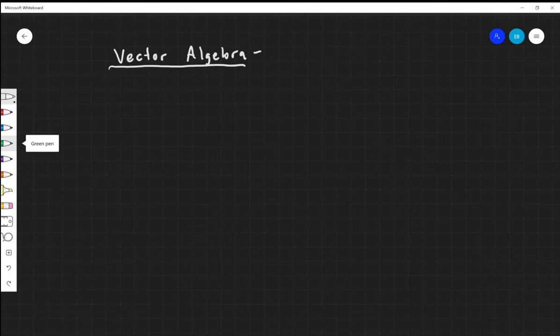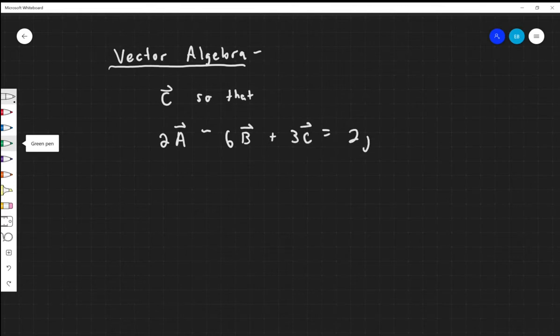So let's do a little example of a vector problem. I want to find a vector C so that if I take 2, multiply it by a vector A, minus 6 times some vector B, plus 3 times some vector C, I'm going to get out 2 in the j hat direction.